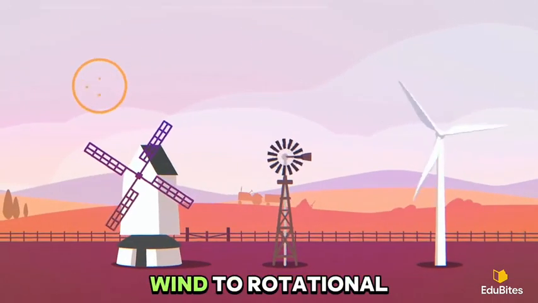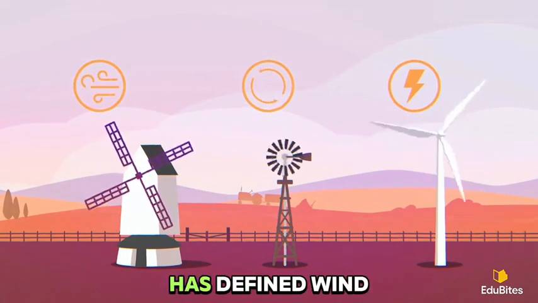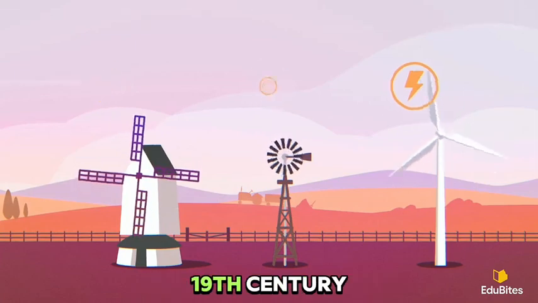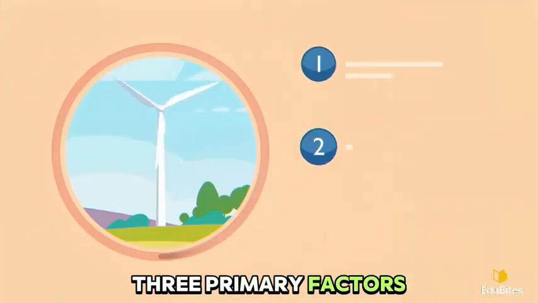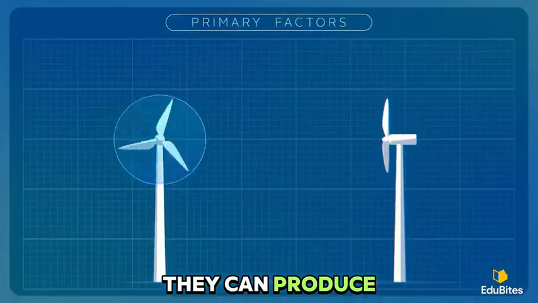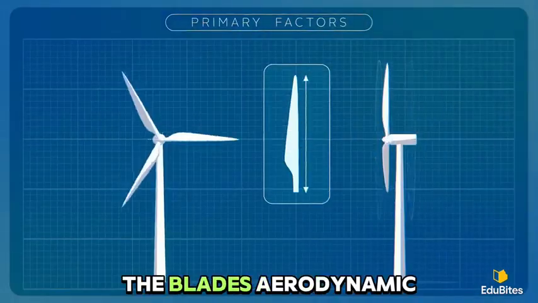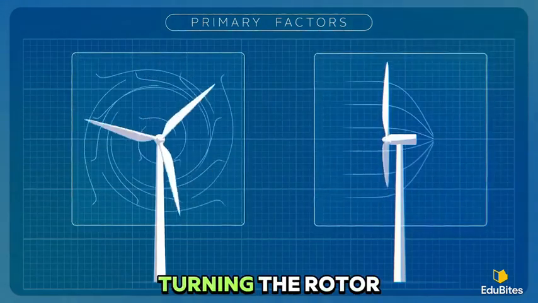This conversion from wind to rotational energy to electricity has defined wind turbines since their invention in the late 19th century. And there are three primary factors that determine just how much energy they can produce: the size and orientation of the blade's aerodynamic design, and the amount of wind turning the rotor.